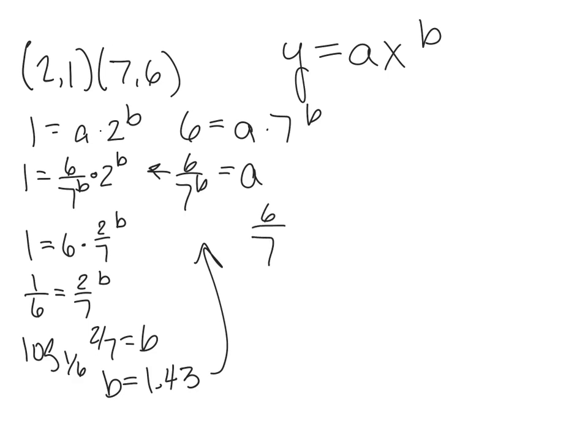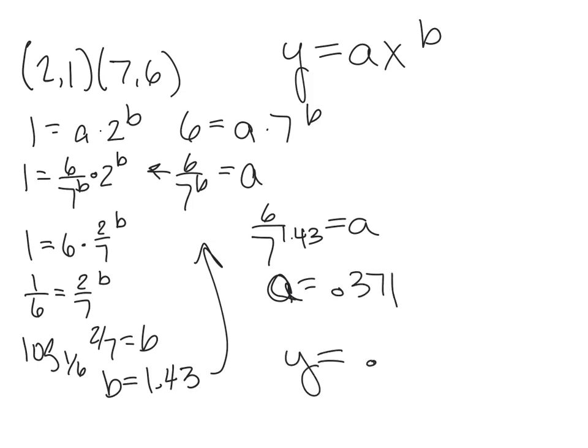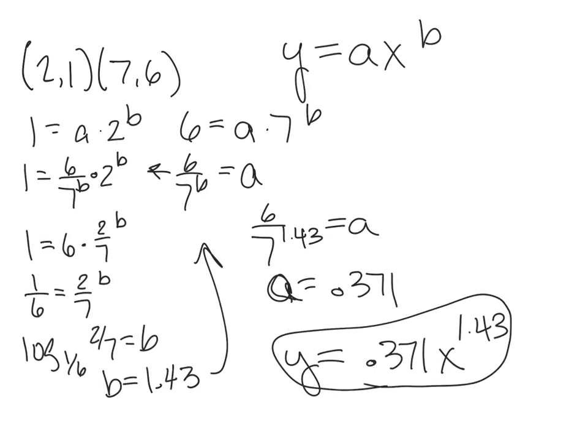Let's go ahead and do this. 1.43. I'm probably not the best one to pick. I'm just looking at that now. So I have 6 divided by 7 raised to the 1.43. I have a as, oops, that's an a, 0.371. So y equals 0.371 x raised to the 1.43. I'm sorry, my kids are so loud right now. Okay, let's try one more and then we'll move on.